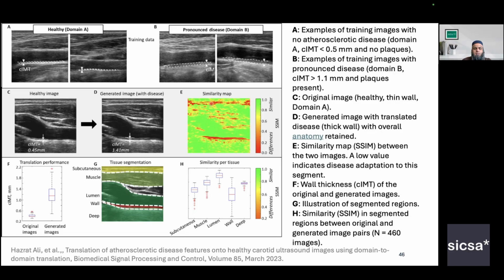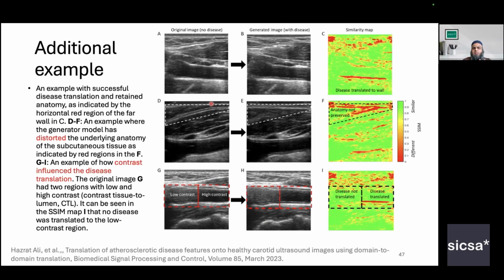So yes, this is another example here. Again, in the intima media region, we see a lot of changes. In other regions, we don't see much. But as I said, in the top left, we do see that the model has introduced some changes that were kind of undesired, or a behavior that wasn't our goal from the model.